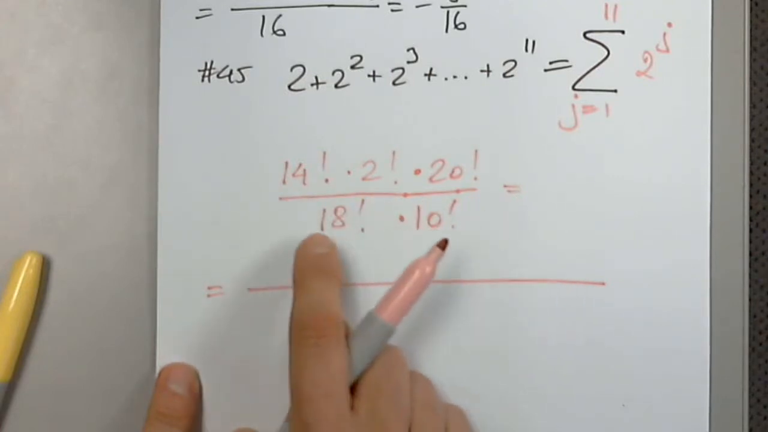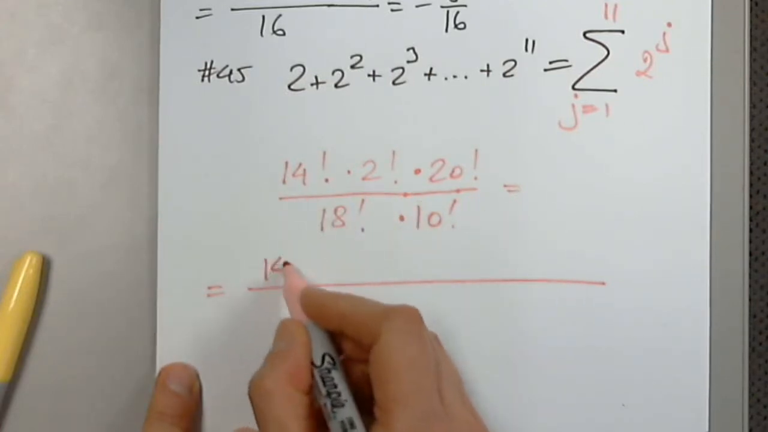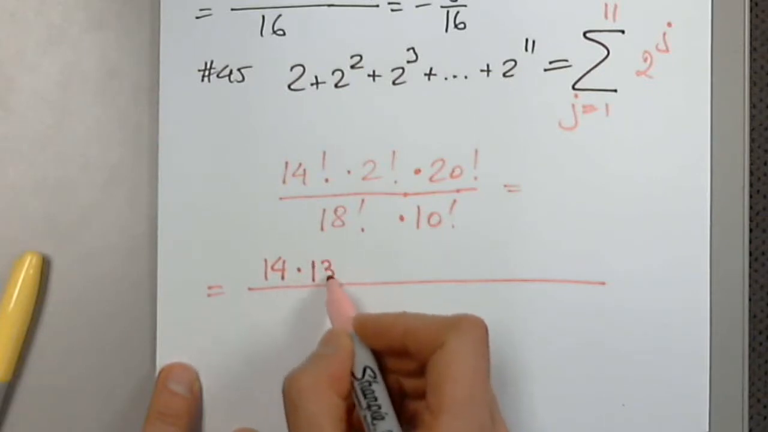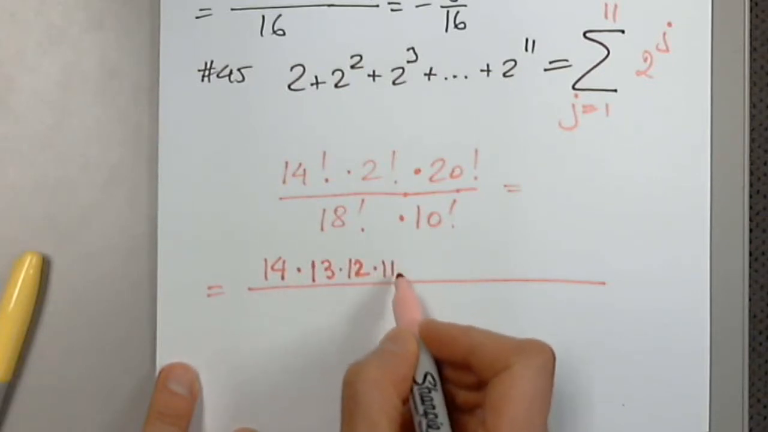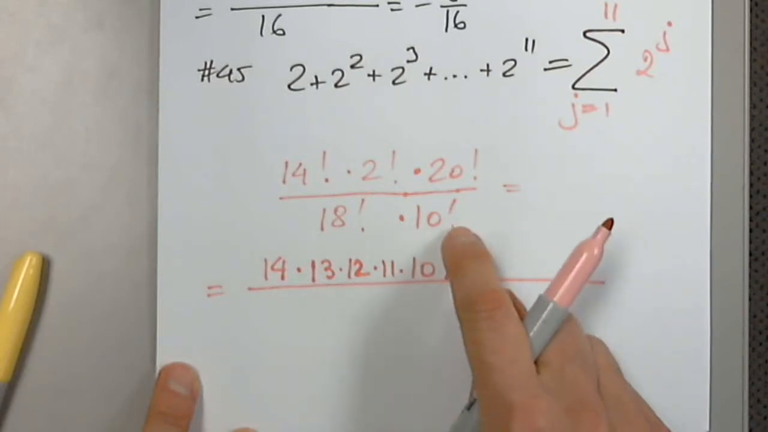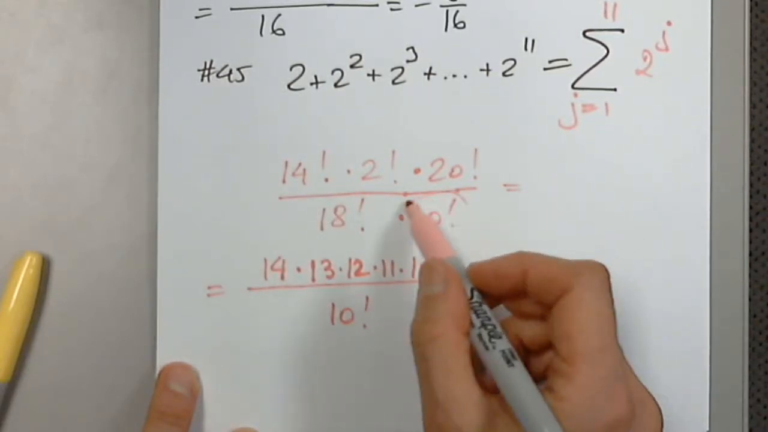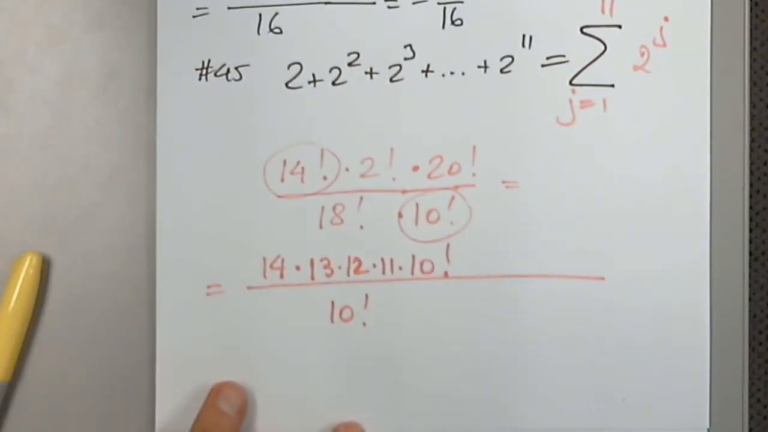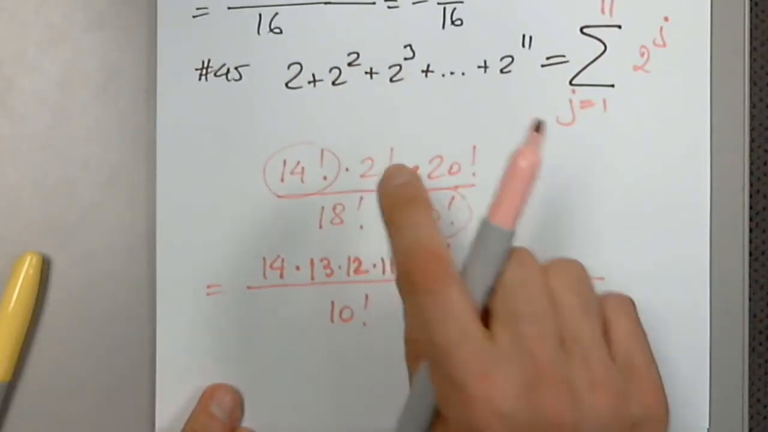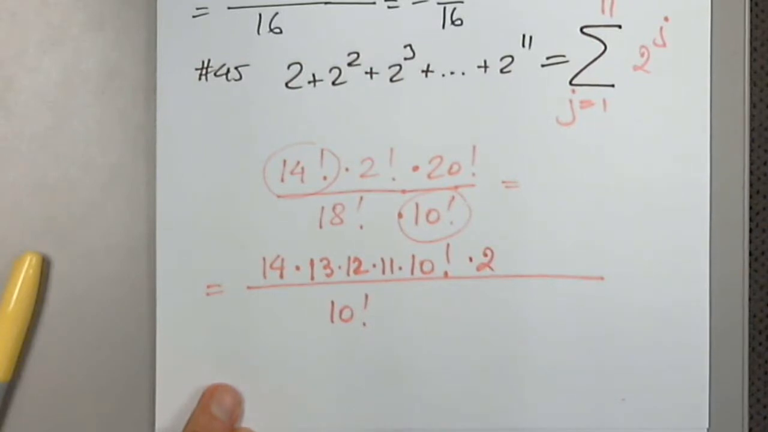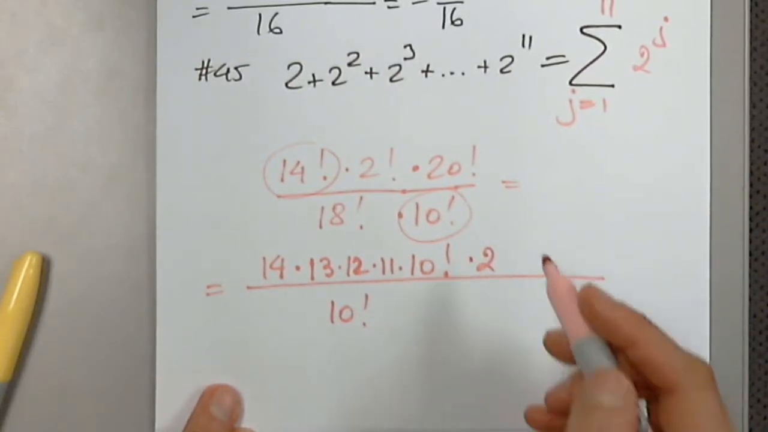So 14 and 10, I will present 14 factorial as 14 times 13 times 12 times 11 times 10 factorial. I'm going to stop at 10 factorial and write 10 factorial underneath. So these two are accounted for. The 2 is just 2 times 1. I can disregard the factorial.